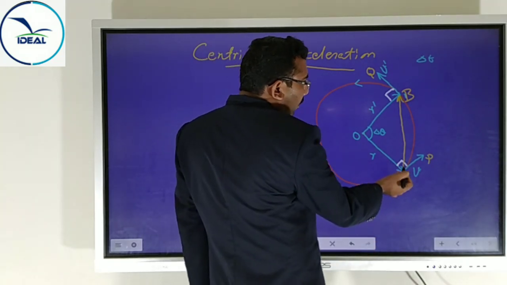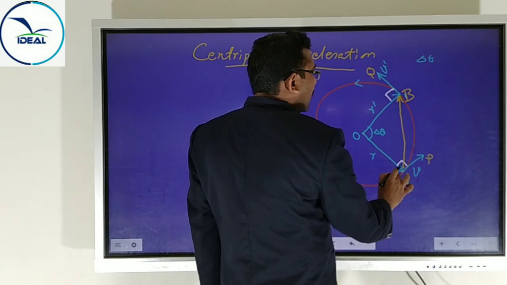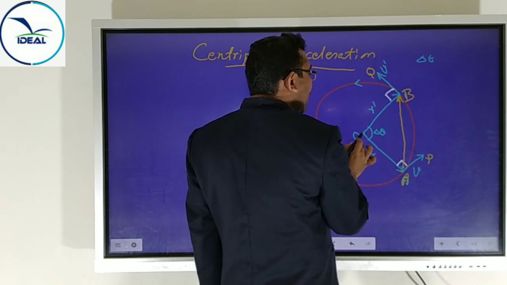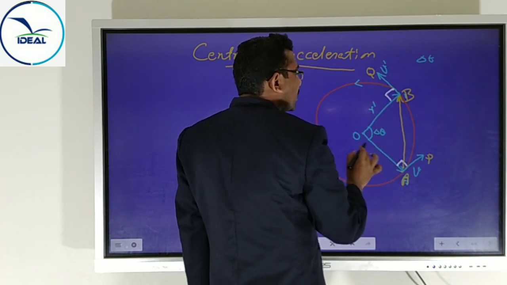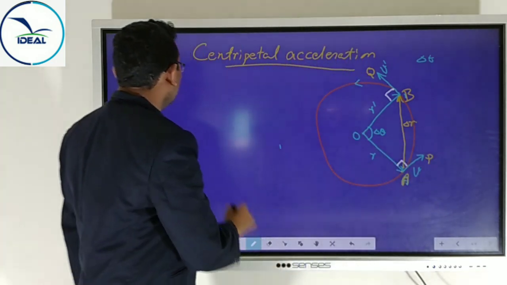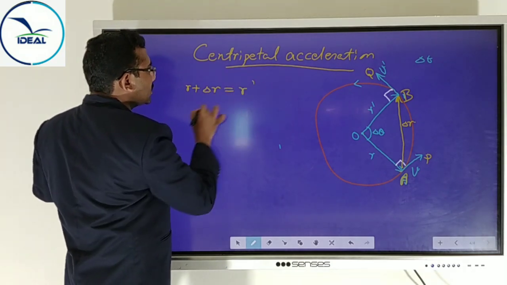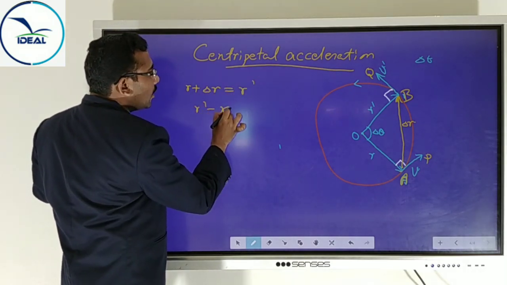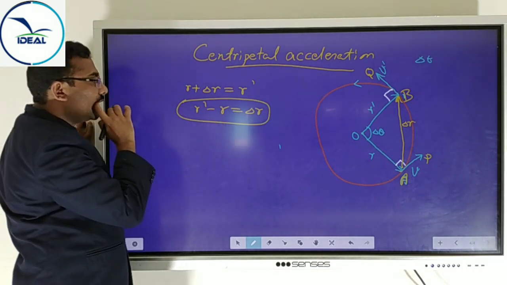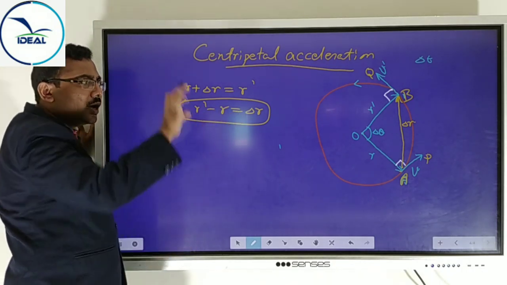I draw a vector from A to B. This is R. This is another vector. Add these two vectors using triangle law. We get final position vector r dash. Then what is this? AB. AB is delta r. That is r plus delta r equal to r dash. Or r dash minus r equal to delta r. Final position vector minus initial radius vector equal to change in radius vector. That's the displacement.